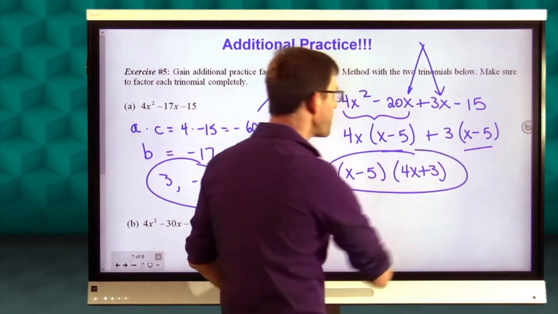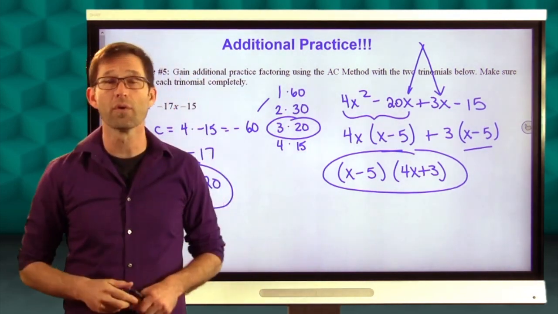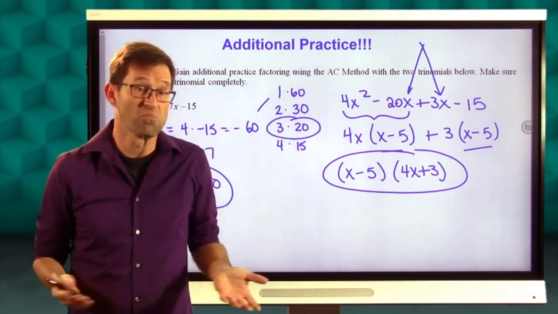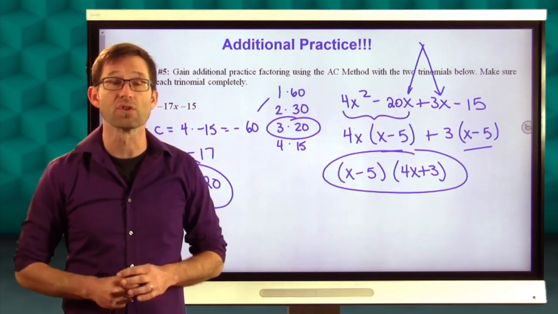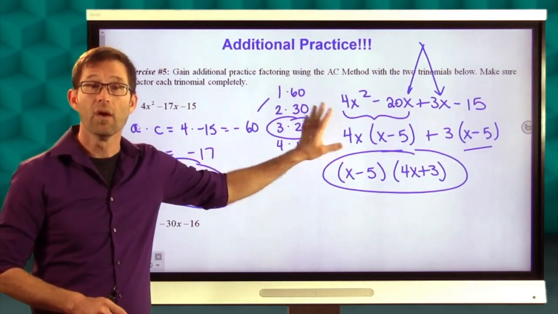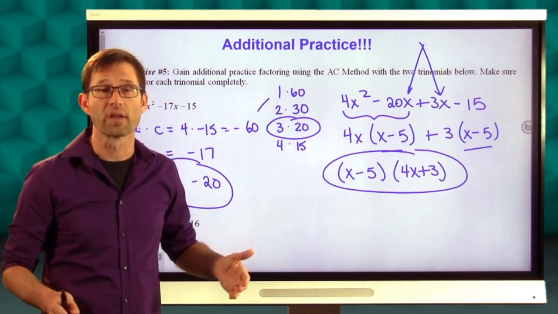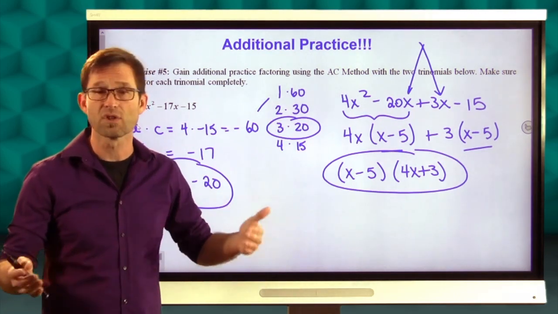One of the great things about the AC method of factoring trinomials is it all really boils down to how good are you at factoring GCFs, right? That's it. Greatest common factors. So if you're good at factoring out GCFs, then this is a fantastic technique, right? And it also gets you that answer to the trinomial factoring on your first shot. You don't have to guess and check, guess and check.